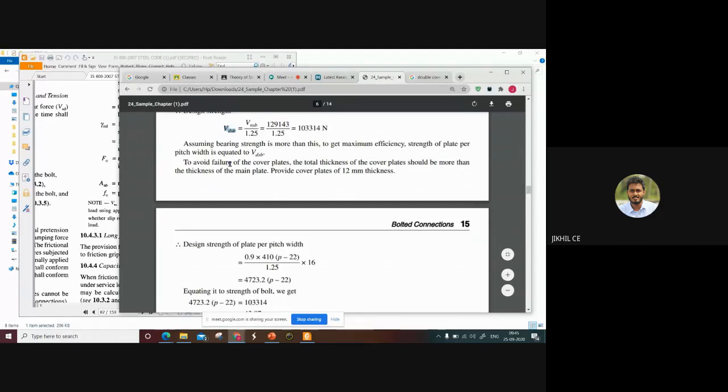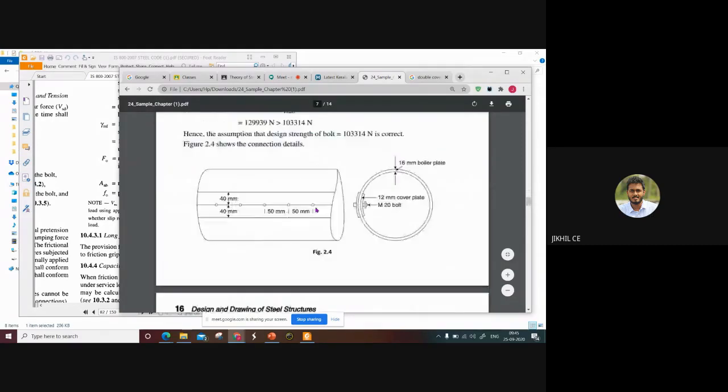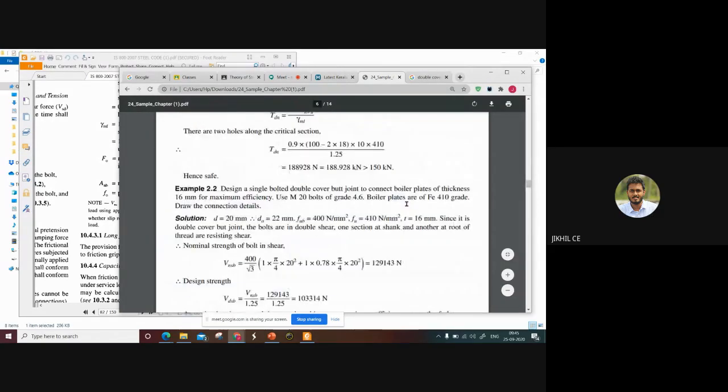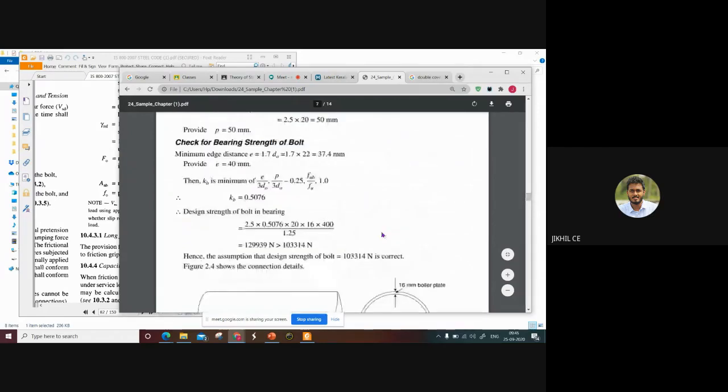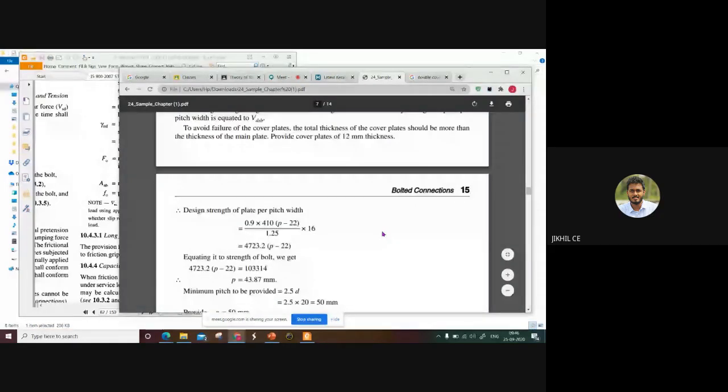And to avoid the failure of the cover plate, the total thickness of the cover plate should be more than the thickness of the main plate. So this is a design criteria. We were asked only to design a cover butt joint for thickness 16 mm. We were not provided that we should use the 12 mm cover plate. So there is some design criteria to avoid failure of the cover plate.